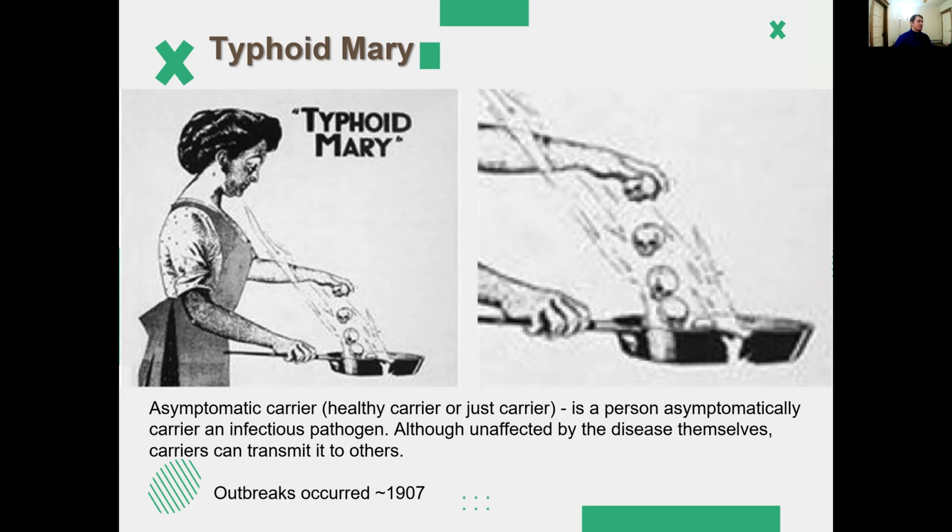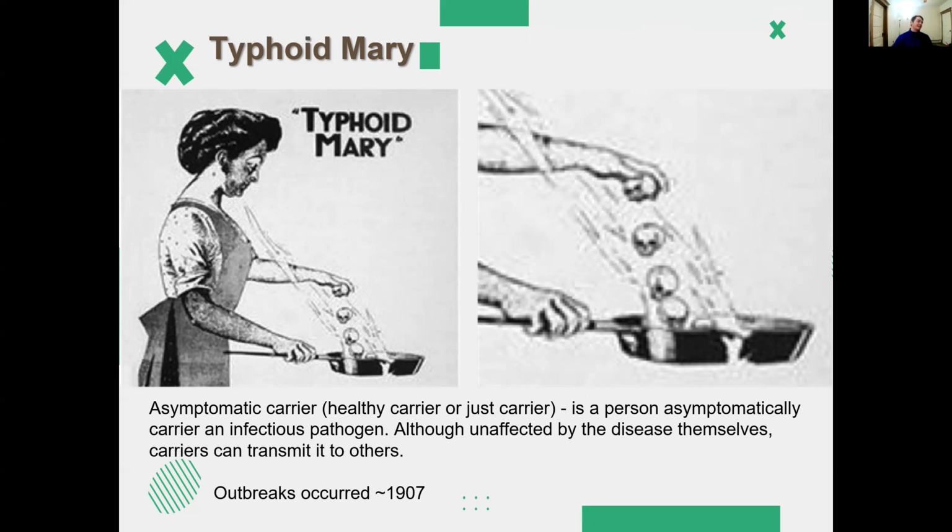asymptomatic carriers. I'm sure all of you are aware of Typhoid Mary. She was the first known asymptomatic carrier of typhoid fever. She infected about 50 people before she was quarantined. She served uncooked food, so raw fruit, and transmitted infections because she also just flat out refused to wash her hands before working with the food.